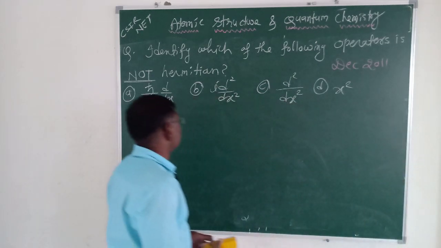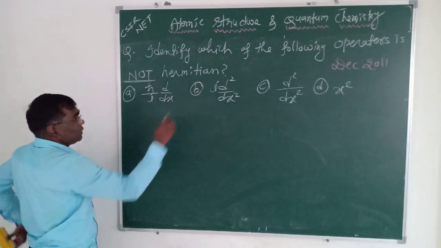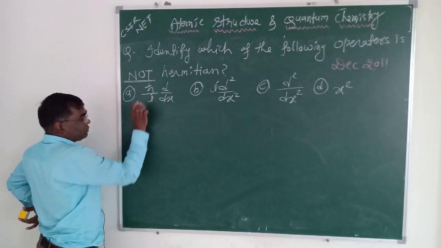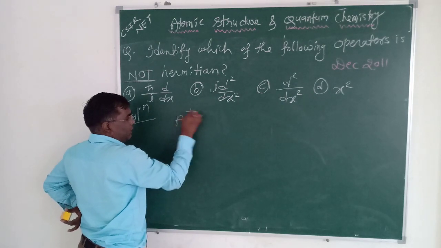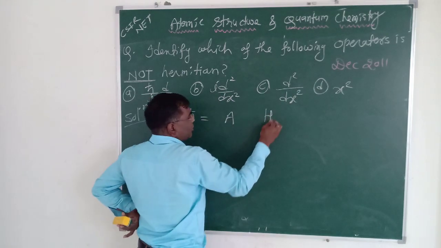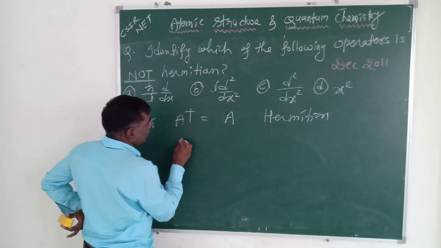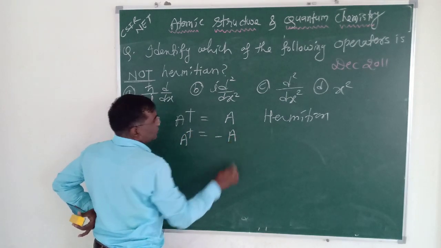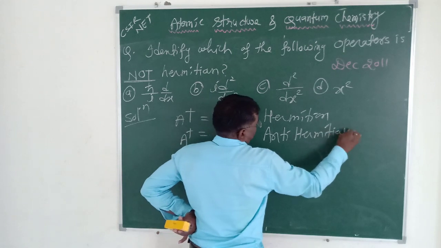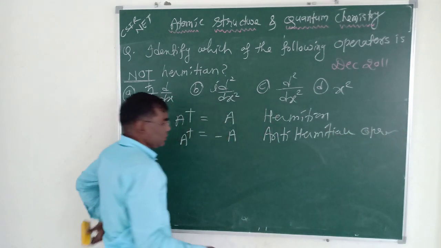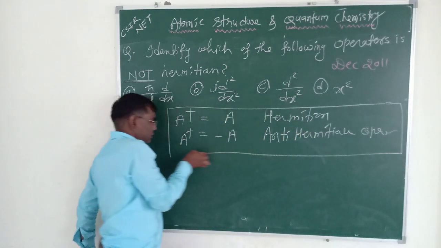So students, before solving this question, I'd like to explain some basic mathematics of Hermitian and anti-Hermitian operators. If A dagger is equal to A, then it is a Hermitian operator. And if A dagger is equal to minus A, then it is an anti-Hermitian operator. So students, first of all, just remember these two conditions: what is a Hermitian and what is an anti-Hermitian operator.